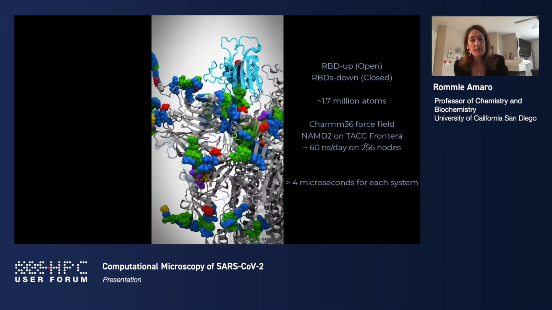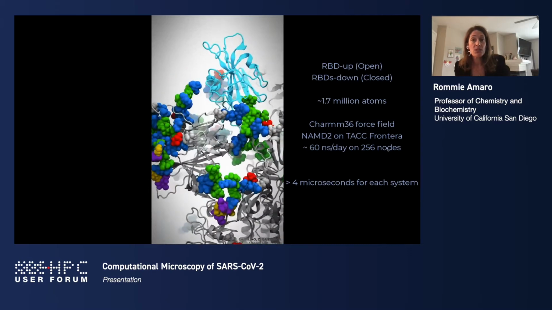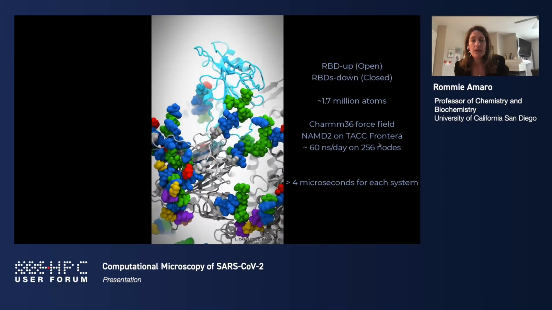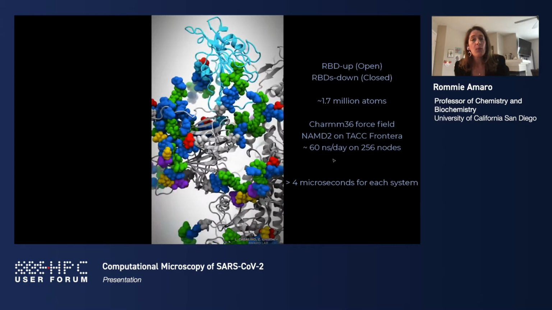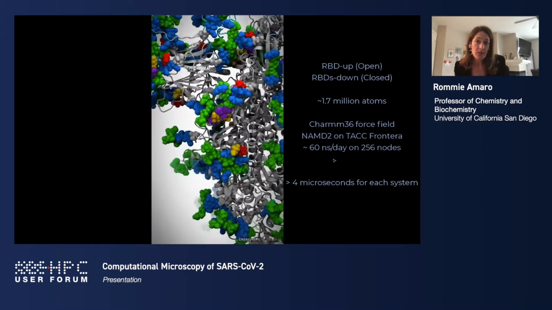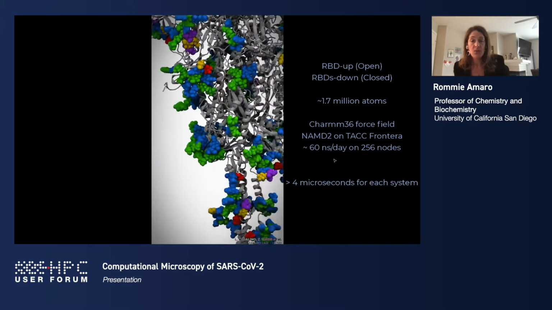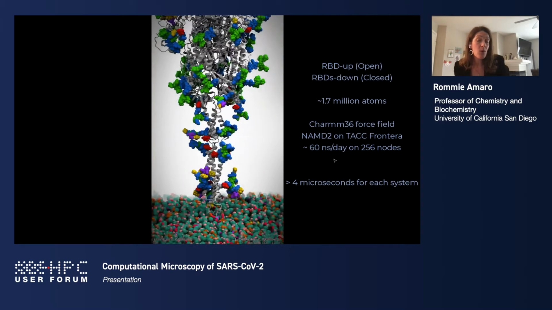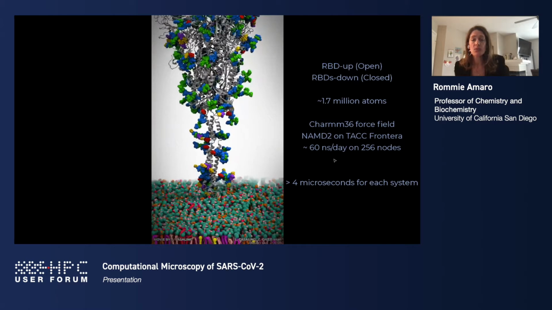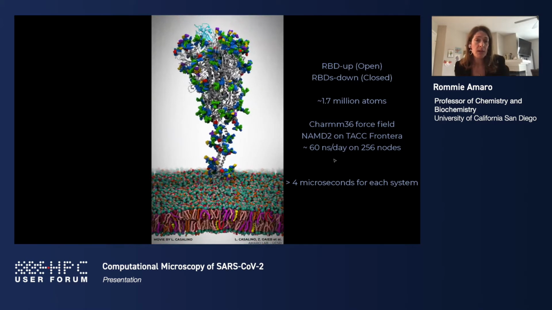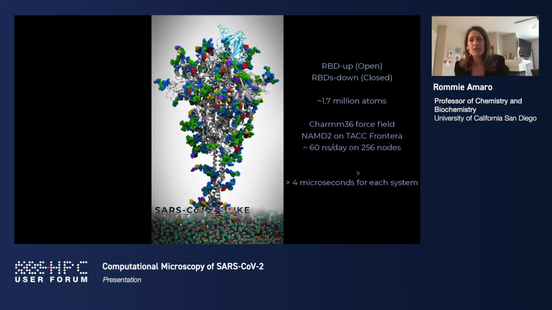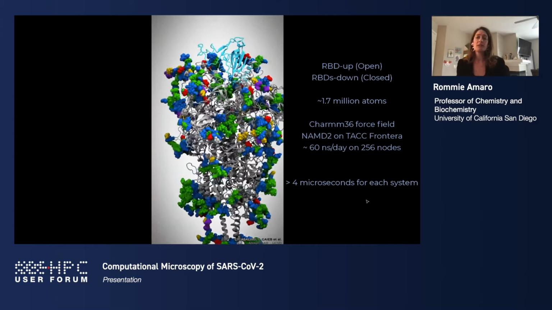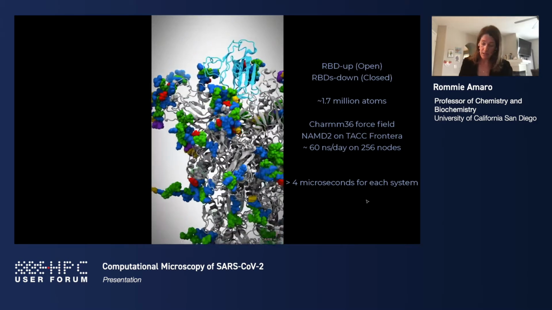We use the CHARMM36 force field, and we're able to run NAMD2 on the amazing TACC Frontera supercomputer, where we had performance benchmarks of about 60 nanoseconds per day on 256 nodes. So it was really fantastic to have quite generous access to this system. That was really key for the discoveries that we made, which I'm about to tell you about. And I'll just mention we were able to get about 4 microseconds for each of the systems that we studied.